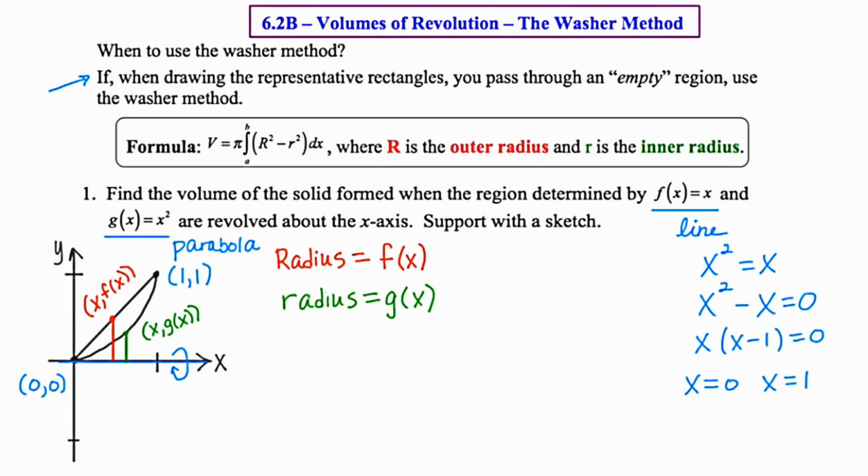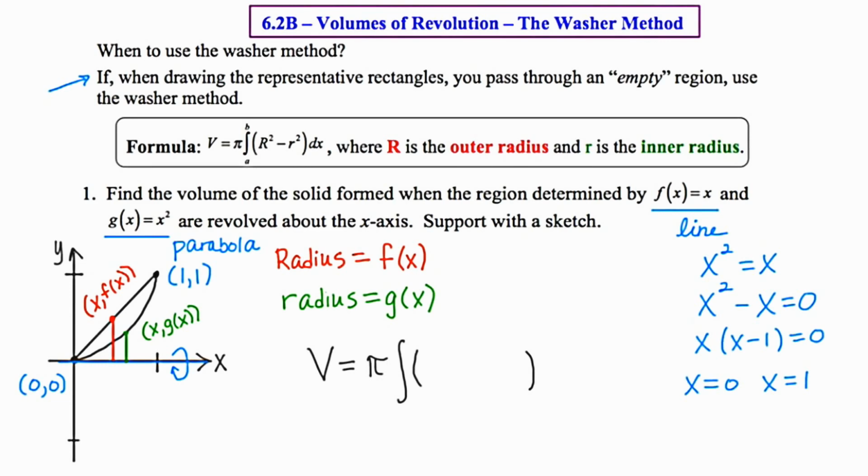Now I'm going to insert these parameters into the volume formula. So we're going to start off with a pi. Another thing to mention is the fact that our representative rectangles, or the red and green lines that I drew in, are each perpendicular to the x-axis, which makes this a dx problem.